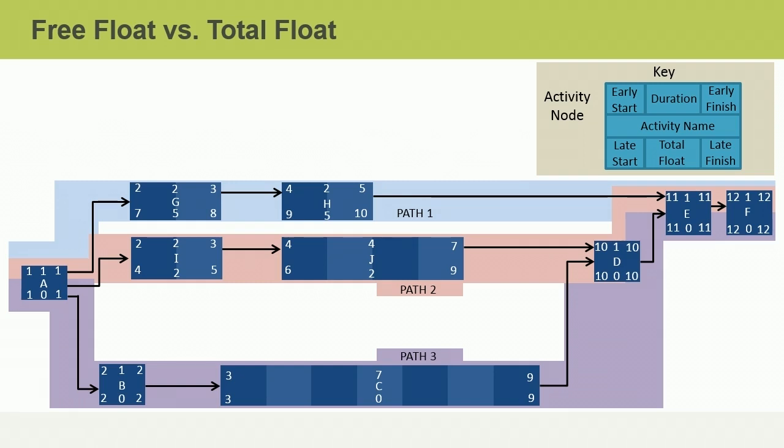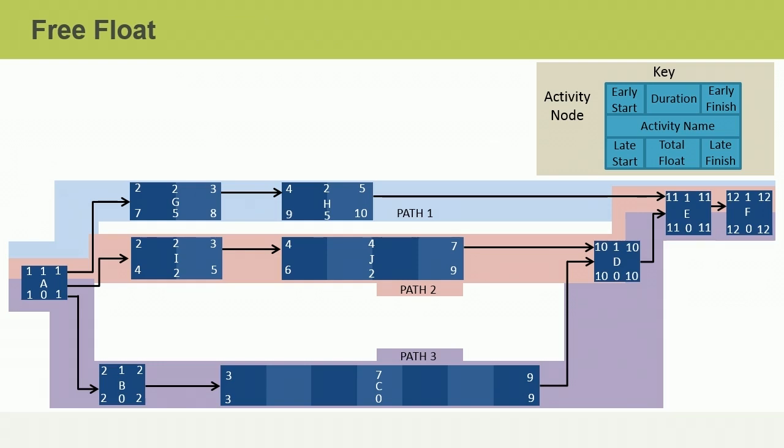If you said that activity H can be delayed 5 months without delaying activity E, you are correct. What does this mean? It means that activity H has 5 months of free float. So activity H has both total float and free float. This could be very useful to a project manager searching for flexibility in the schedule.